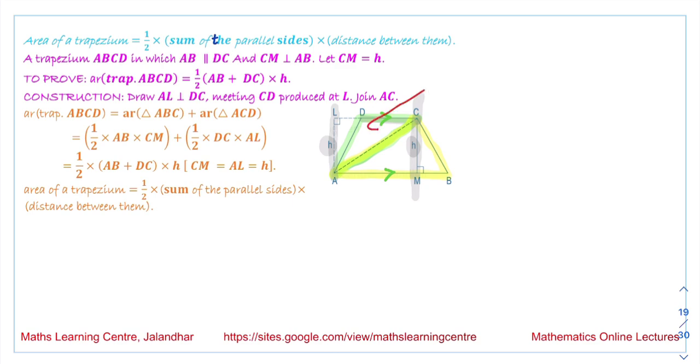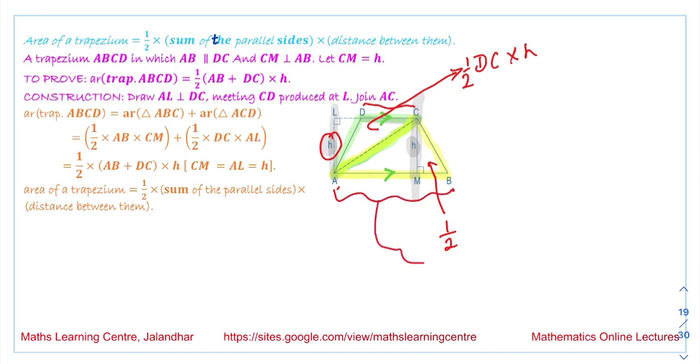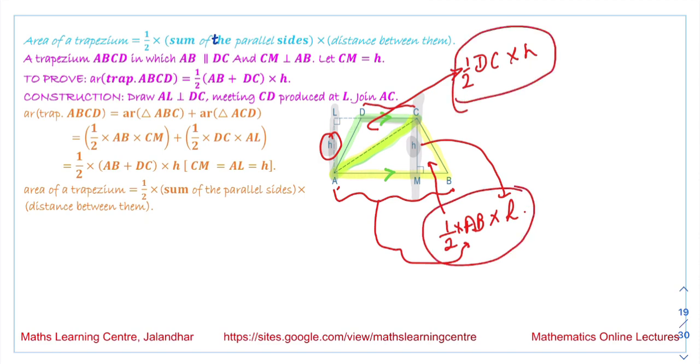Now the area of this triangle will be, the base is DC, height is h, so it is half base into height. The area of this other triangle is half the base, this is the base AB, and height is h. Now the area of this whole trapezium will be the sum of these two values.